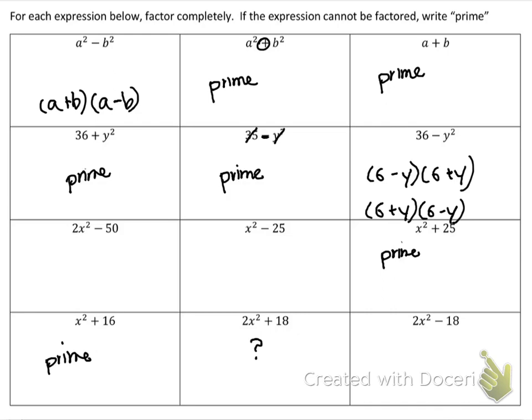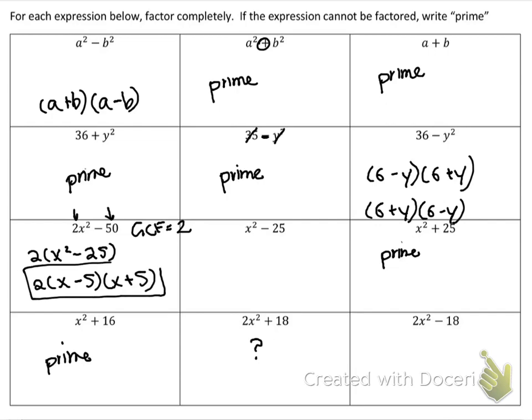Over here, you can see that 2 and 50, neither one, are perfect squares. But remember, our first step is always to look for our GCF, which in this case is 2. So then we get 2 times x squared minus 25. So we get 2 times the quantity x minus 5 times x plus 5. And that would be our final answer. This one's pretty straightforward. This is x plus 5 times x minus 5.